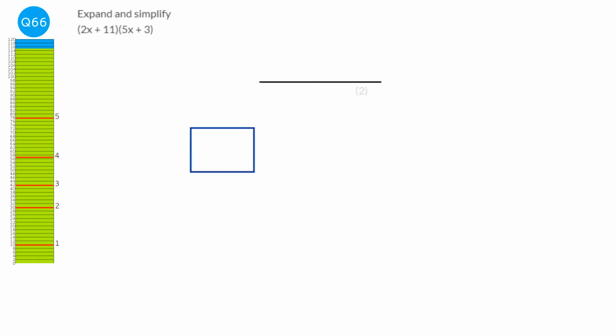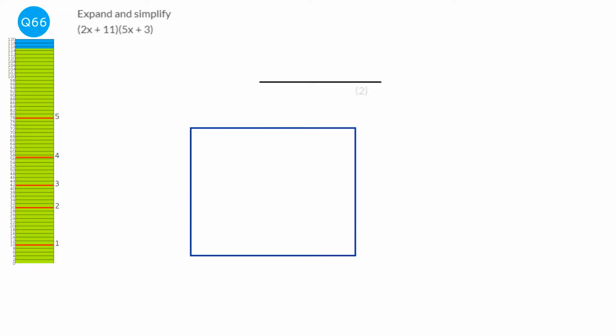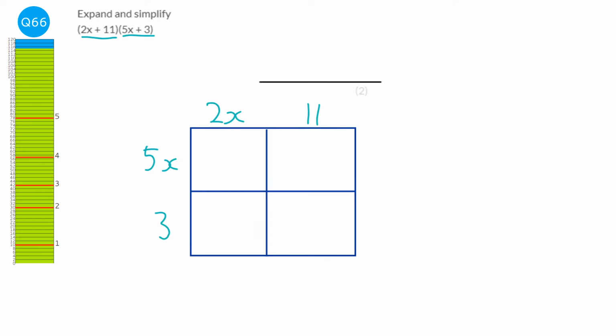So we're going to start by doing a grid, a multiplication grid, and we're going to start by putting 2x plus 11 at the top and 5x plus 3 down the side. And we're going to multiply them out, so 5 times 2 is 10, so it'd be 10x squared. 5x times 11, so 5 times 11 is 55, so that'd be 55x, and it's positive. And 3 times 2 is 6, so that'd be 6x, and that's positive. And 3 times 11 is 33, and that'd be a positive.